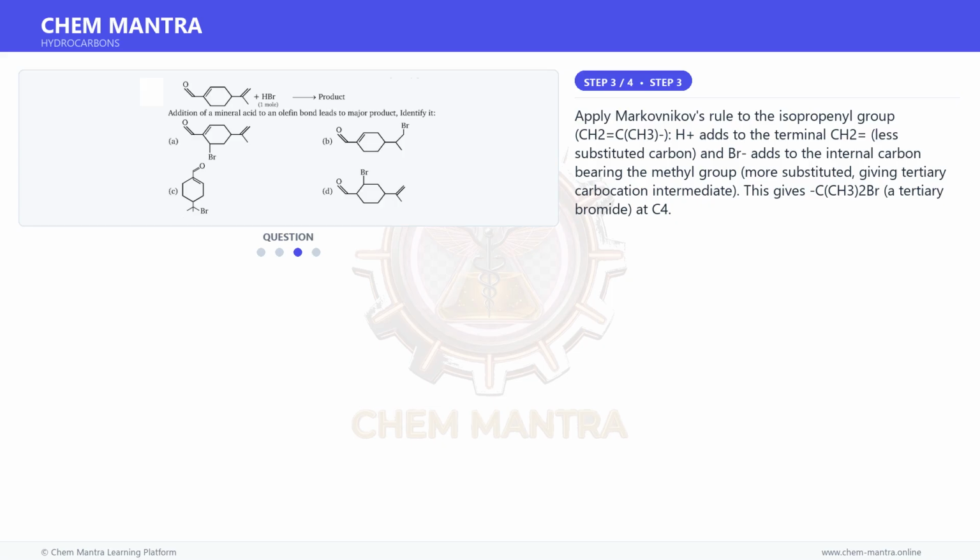Apply Markovnikov's rule to the isopropenyl group. CH2=C(CH3): H plus adds to the terminal CH2, the less substituted carbon, and Br adds to the internal carbon bearing the methyl group, the more substituted, giving a tertiary carbocation intermediate. This gives C(CH3)2Br, a tertiary bromide, at C4.